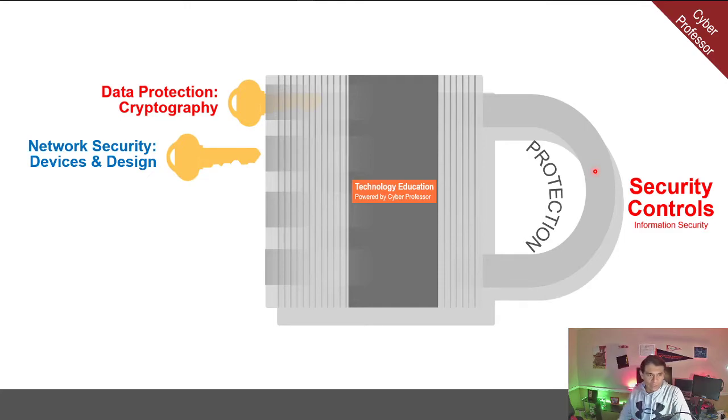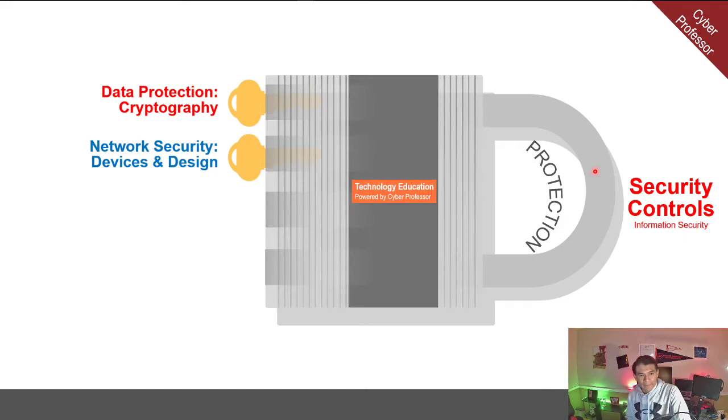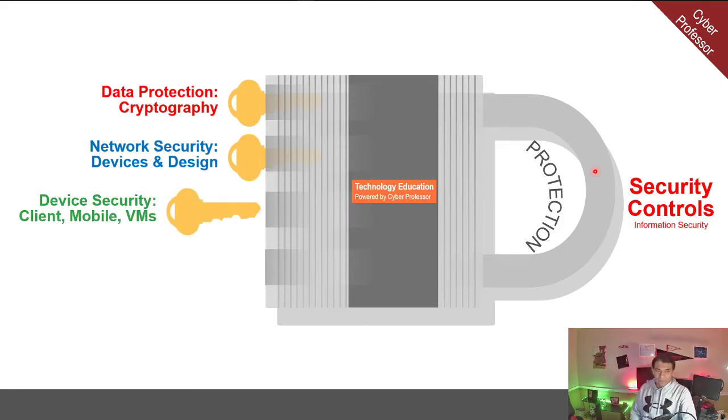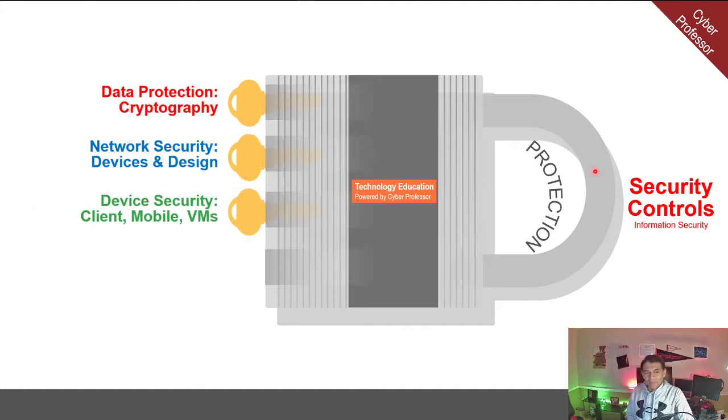Key number two, network security. We're going to talk about devices, network devices, and the design of network devices and how those two components are important for the security of the overall network infrastructure. That's the second key. Next, we are going to talk about device security. By device, I mean client systems, laptops, desktops, mobile devices, VMs or virtual machines, and how security is applied to them. That's key number three.